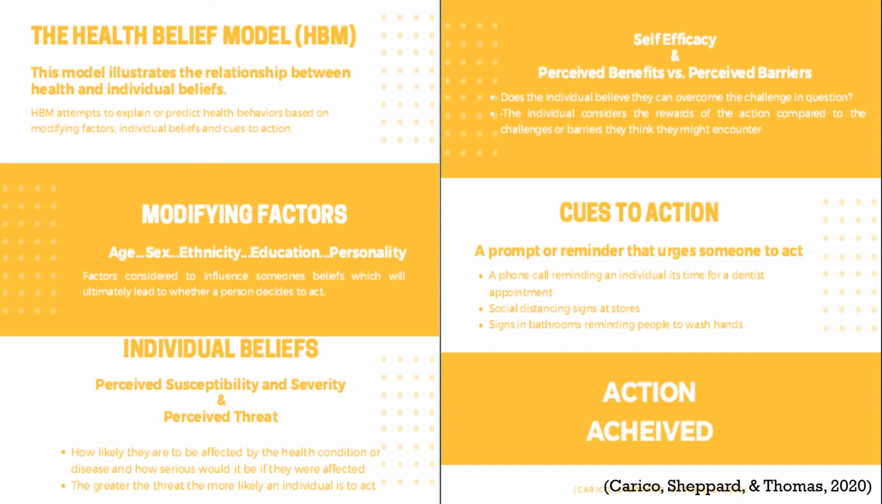Now we also have cues to action, which were added a little bit later on in the progression of this model. It's typically a prompt or reminder that urges someone to act. So this could be something like a phone call reminding someone to schedule a dentist appointment. It could be signs in COVID-19 grocery stores reminding people to social distance. It could be signs in the bathroom reminding people to wash their hands. It's really something that prompts someone to act.